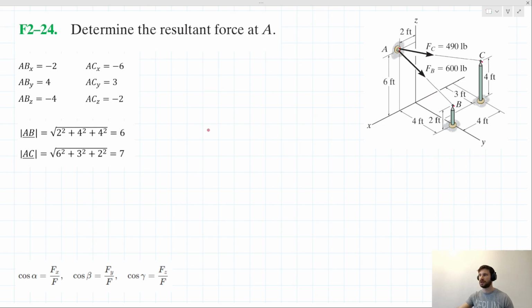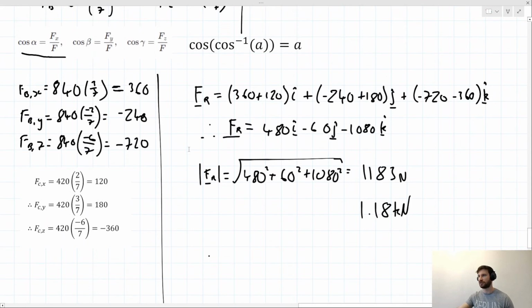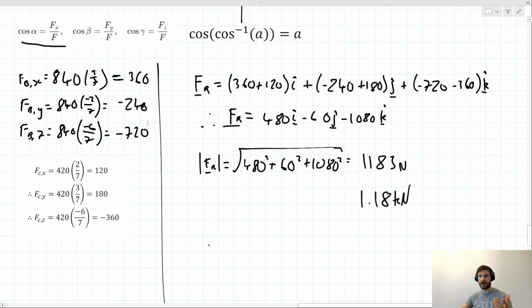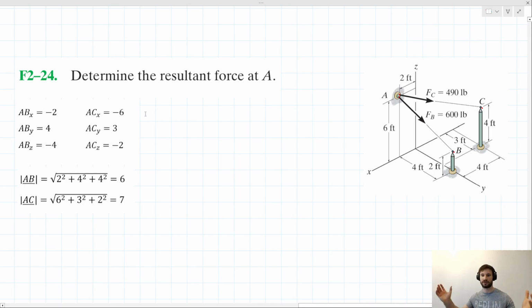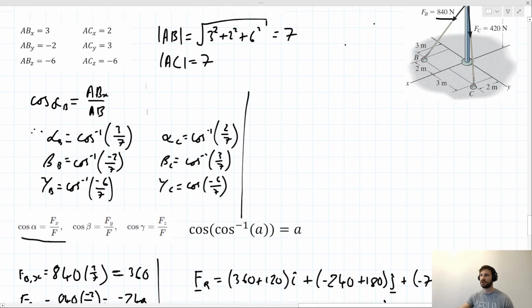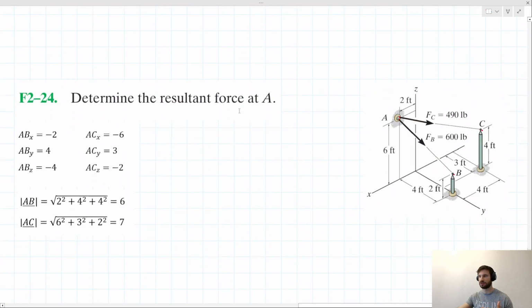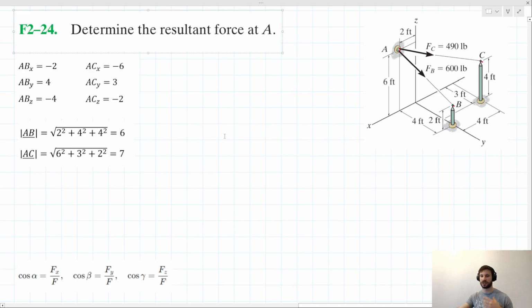vector AC. This problem is very similar to the previous problem in the chapter, F2-23, which I've solved in a previous video. If F2-24 has come at you and it's completely new and you have no idea what's going on, I might suggest having a look at my video for F2-23 and picking up on some of the concepts that we deal with there. For F2-24 here, just to avoid repeating myself, I'm going to emphasize and suggest to you how you might generalize for a problem like this.